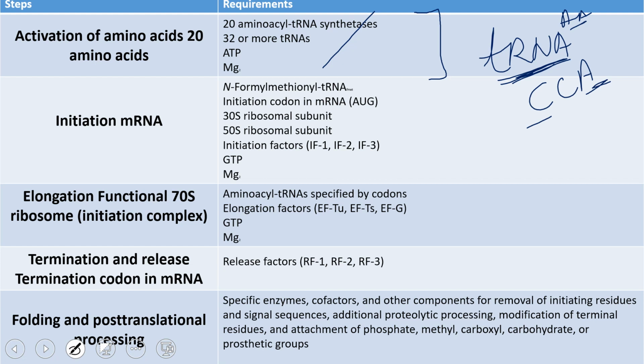A side. And this CCA end is almost opposite to the anticodon loop. The anticodon loop will be at this end, and the CCA end will be on the opposite side. So after the activation we have done for all the 20 amino acids, each is going to be loaded on its respective tRNA depending on the genetic codes. So we require different tRNAs in different cases.